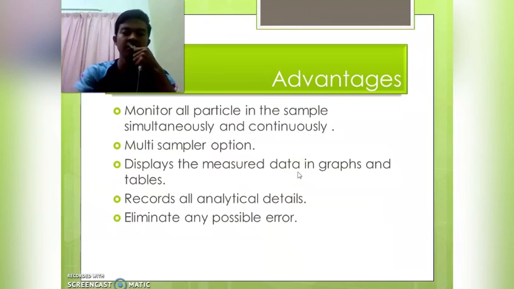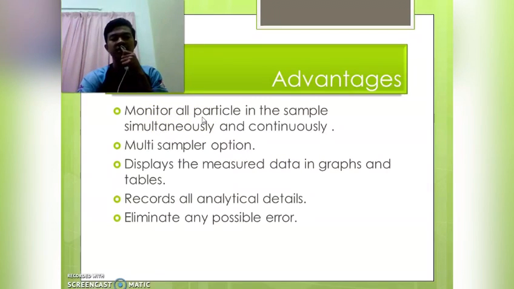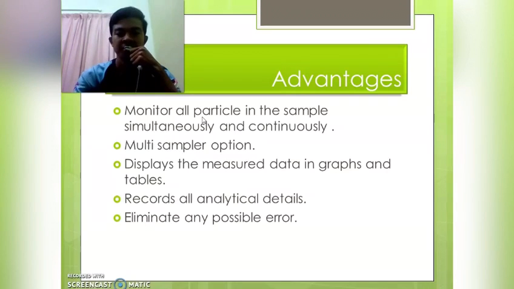Okay, now we talk about the advantages. Firstly, it can monitor particles in the sample simultaneously and continuously. So it means if the sample has two, three or more pollutants, it can detect all of them at once. Every pollutant in the sample can be calculated and measured continuously.